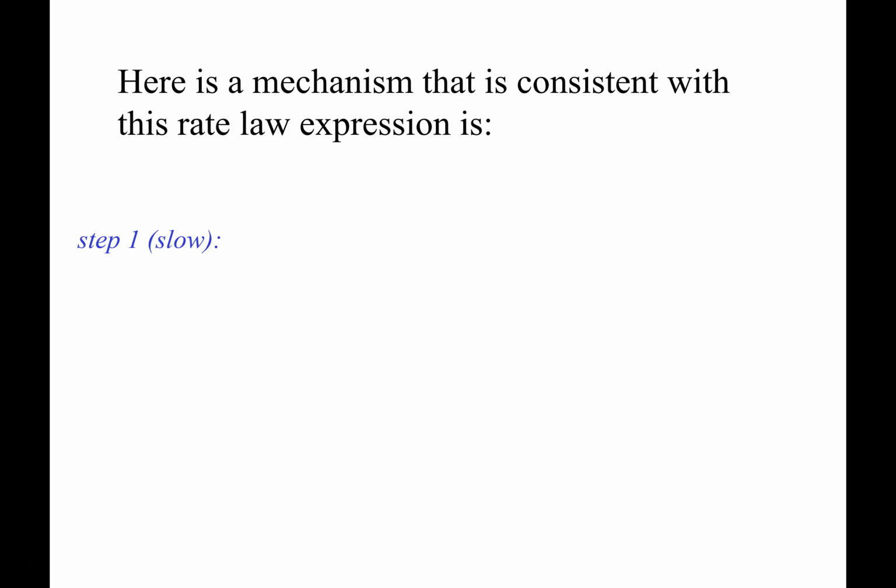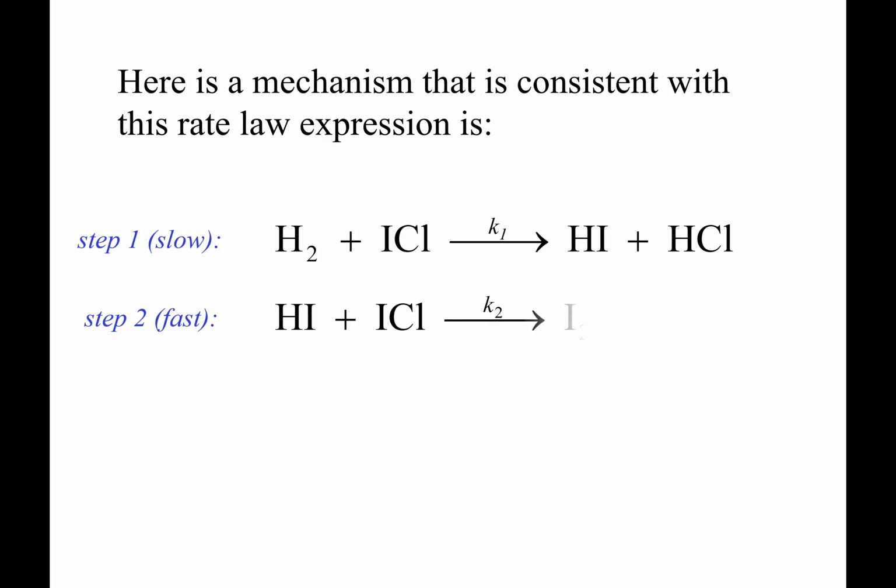So this actually then is a proposed two elementary steps to get the reaction of interest. I told you the first one's slow. Here's the first one. Notice we take one particle of H2 and one particle of ICl, and we get one particle of HI and one particle of HCl. And then the fast step takes that particle of HI and reacts it with another particle of ICl to form one particle of H2 and one particle of HCl.